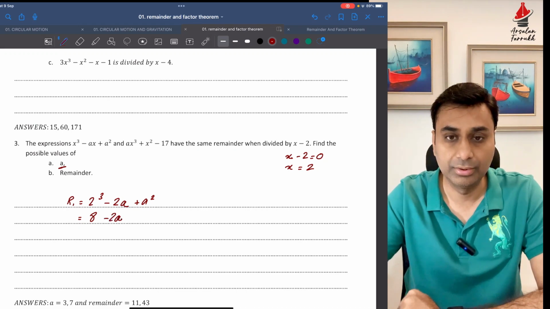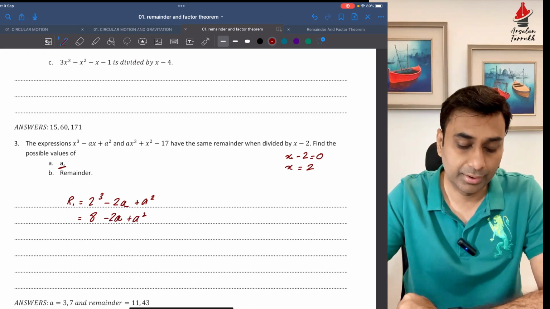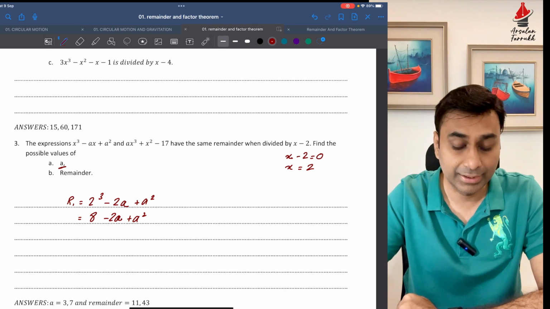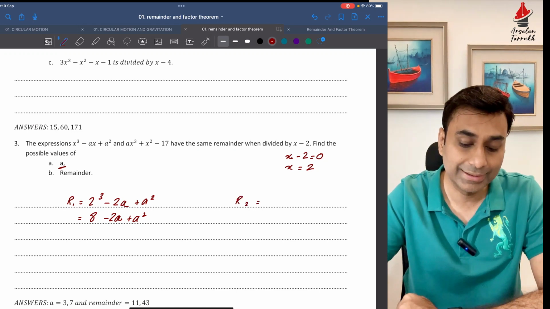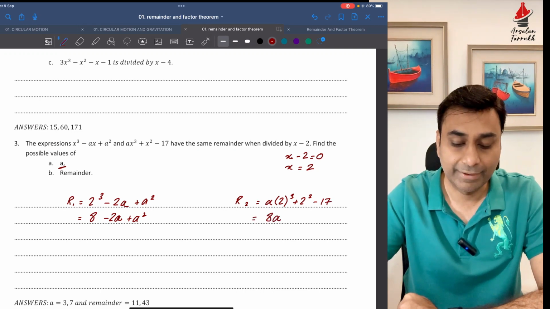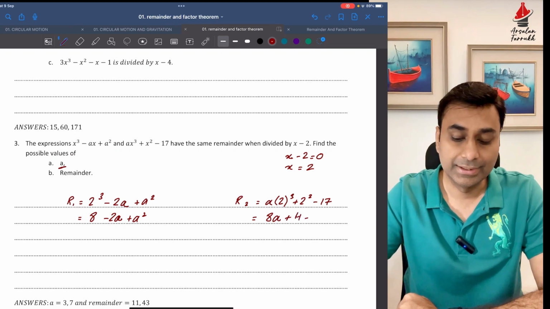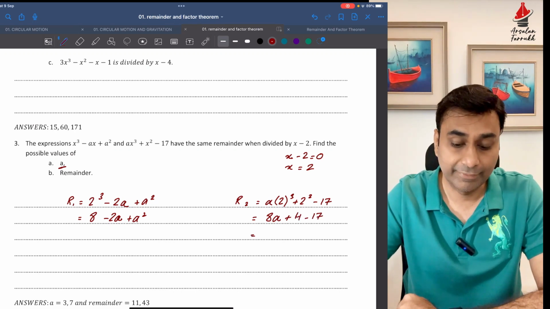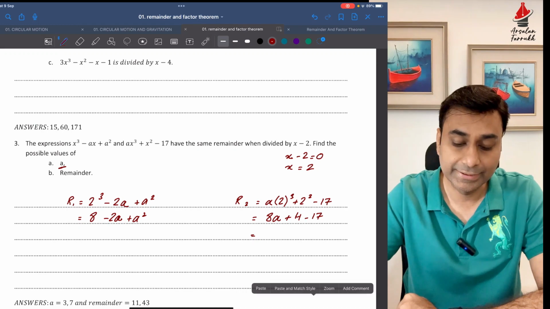That's my first remainder. And then I'll find out the second remainder, r2, by again putting x is equal to 2 in the second expression, which is going to be 8 times 2 cube plus 2 square minus 17. That's going to be 8a plus 4 minus 17. So minus 17 plus 4 would be minus 13. So it's going to become 8a minus 13.